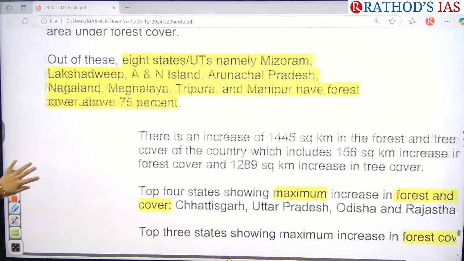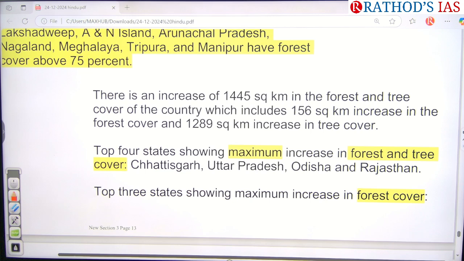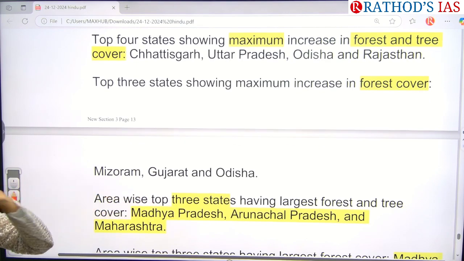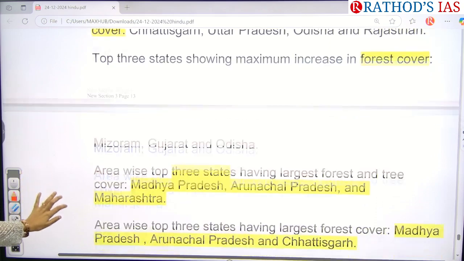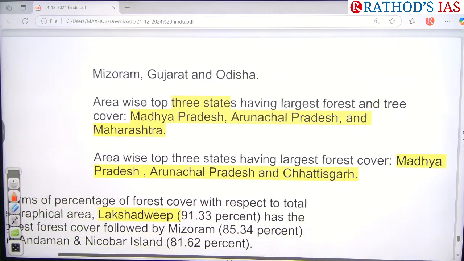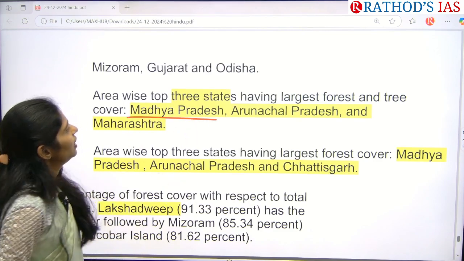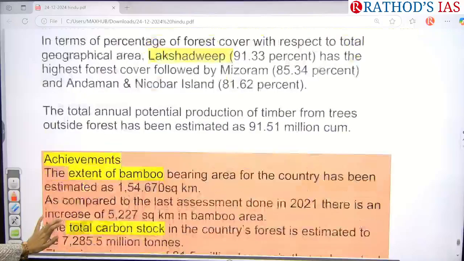Okay, and the top 4 states having maximum forest and tree cover are Chhattisgarh, UP, Odisha and Rajasthan, if you are comparing area wise and number of trees present. And recently the forest cover has increased most in Mizoram, Gujarat and Odisha. So these states are taking good steps to increase forest cover. And area wise, the largest forest and tree cover is in Madhya Pradesh, Arunachal Pradesh and Maharashtra. Okay, so see this data once, that's it.